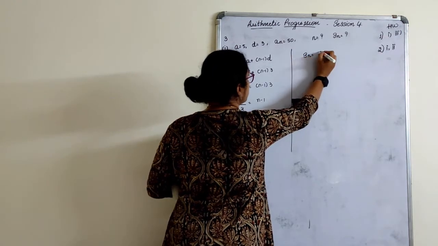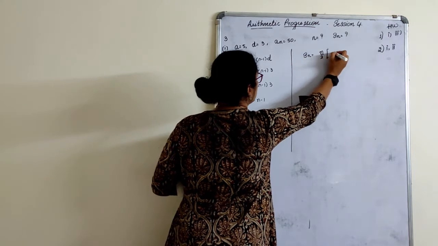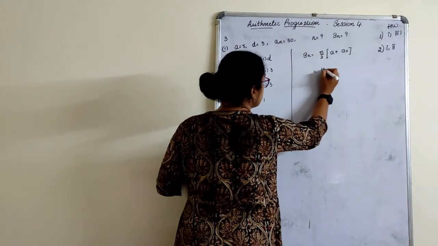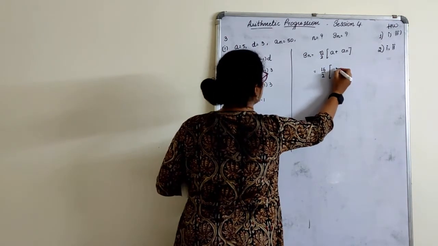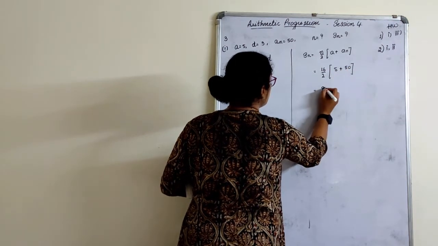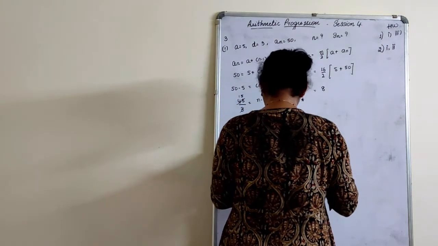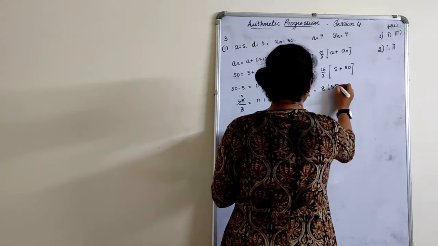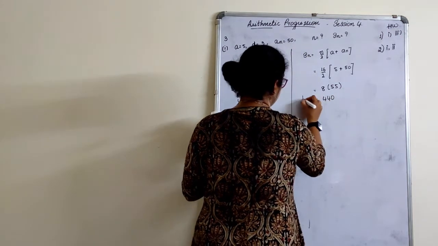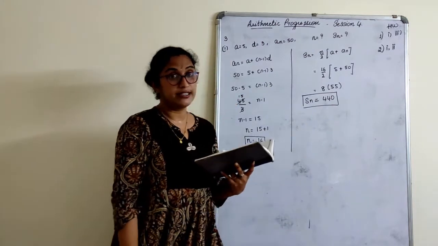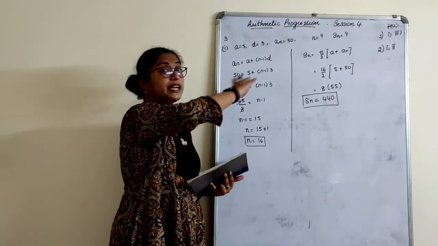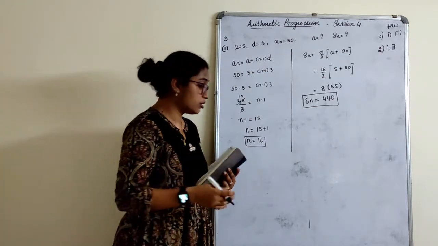Let us find Sn. Which formula? N by 2 of A plus An. So what is N? 16 by 2. What is A? 5 plus 50. So 16 by 2 is 8. 5 plus 50 is 55. 55 into 8 will give you 440. Right? This is the same previous sum what we have done. The only thing I told you here is ready-made you have everything given. You have to only start solving it.